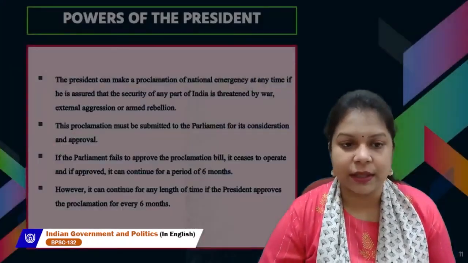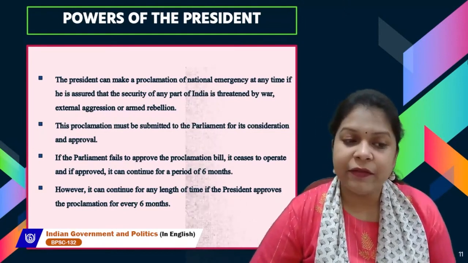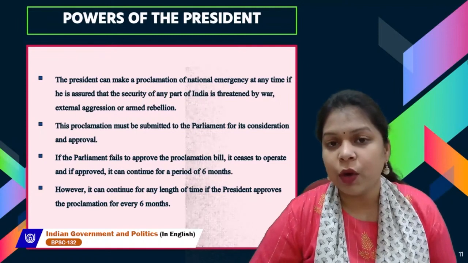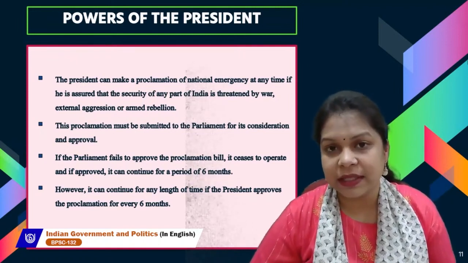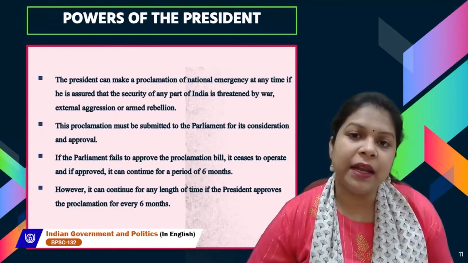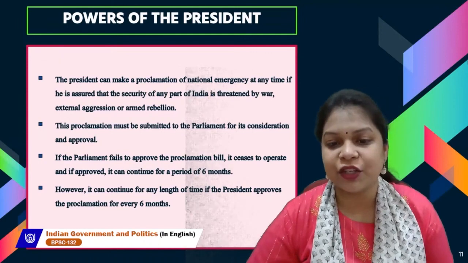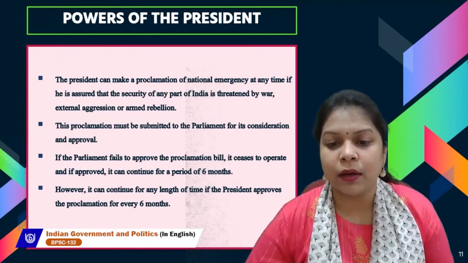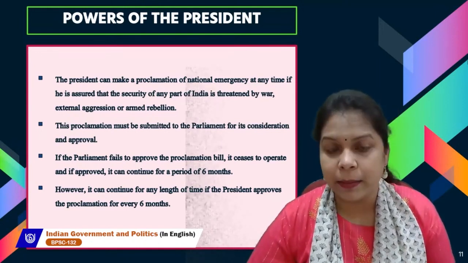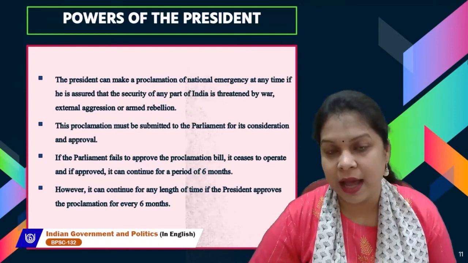The president can make a proclamation of national emergency at any time if he or she is assured that the security of any part of India is threatened by war. So it is up to the president to declare emergency in the country, and if he is assured that there are security issues in any part of India, then he can proclaim this national emergency on the basis of the threat by war. If India is threatened by war, or there is any external aggression or armed rebellion, this proclamation of emergency must be submitted to the parliament for its consideration and approval.